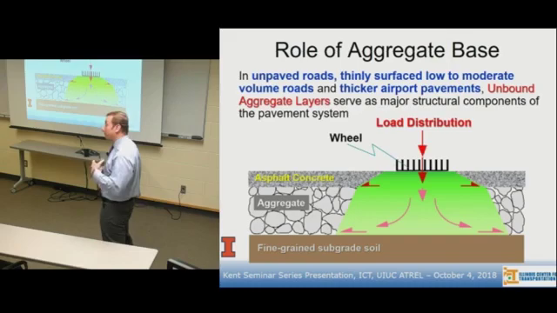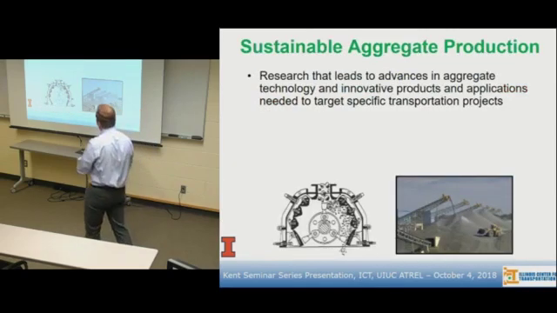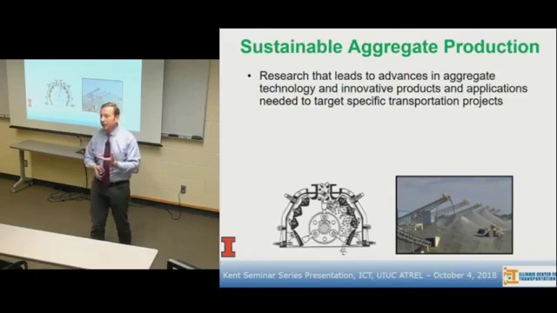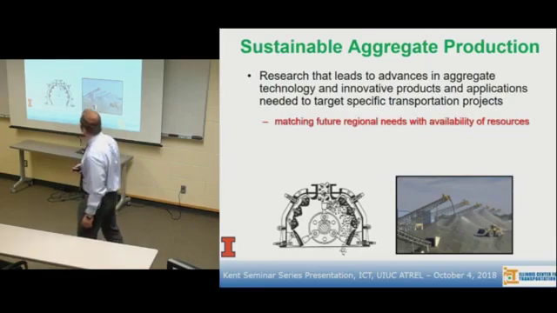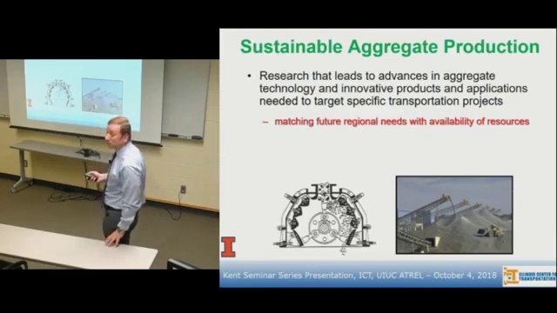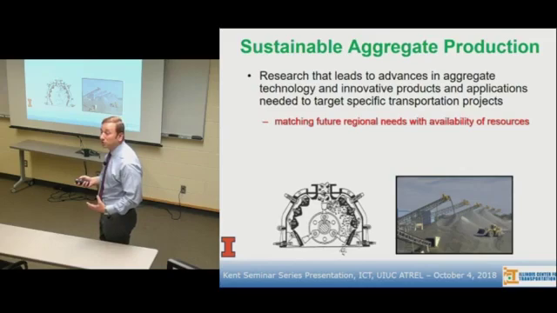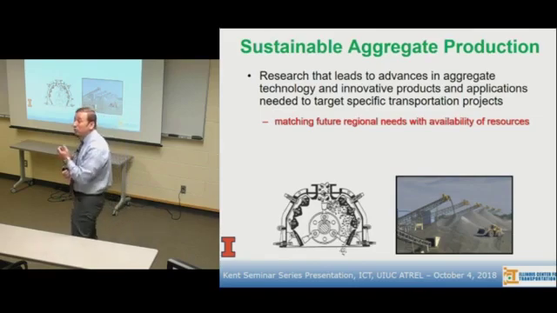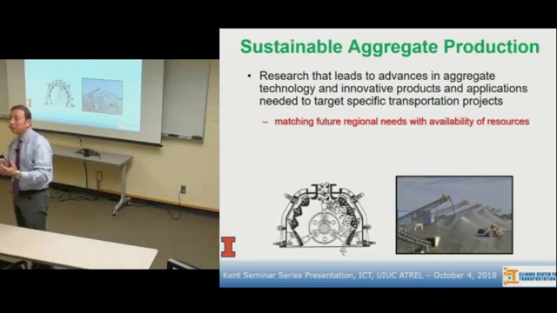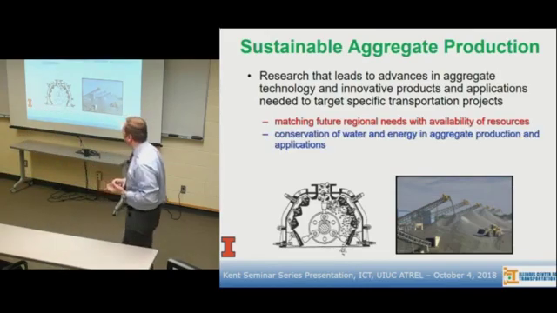So we need to bring a full spectrum of sustainability solutions in the way that we're utilizing unbound aggregate materials. Having said that, when you look at the production in the quarries, a lot of those quarries, as I mentioned, need to be moving into research that leads to advances in aggregate technology and innovative products and applications needed to target specific transportation projects. We need to bring sustainability by matching future regional needs with the availability of resources. Do we have nearby quarries that will actually produce high quality aggregate for a project? If not, where to go and how far? You all know that transportation is a big cost that comes into this.